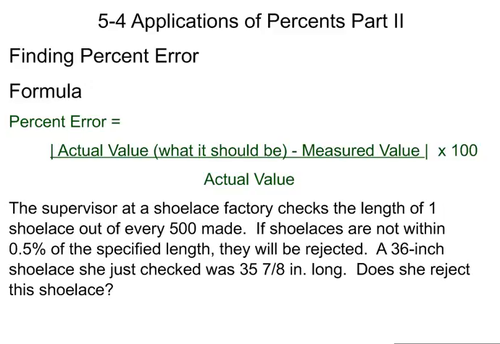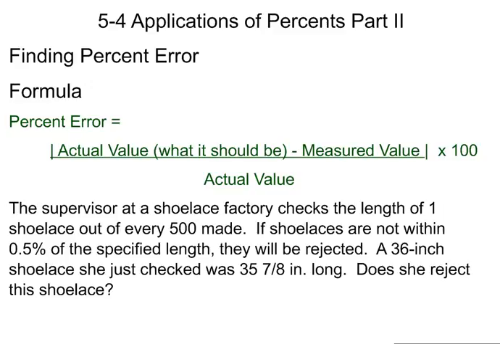Okay, here's a practice problem. It's a word problem, so it looks pretty difficult, but we can break it down and make it easy. The supervisor at a shoelace factory checks the length of one shoelace out of every 500 made. If the shoelaces are not within 0.5% of the specific length, that means 0.5% or less, they will be rejected. A 36-inch shoelace she just checked was 35 7/8 inches long. Does she reject this shoelace?